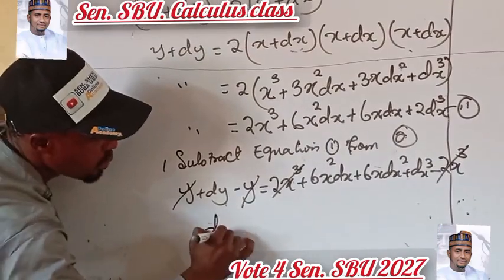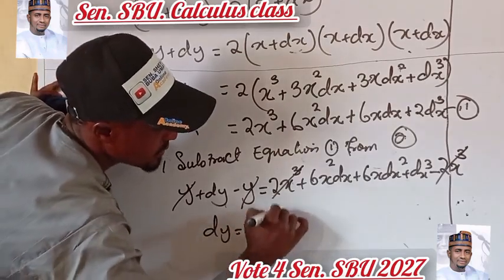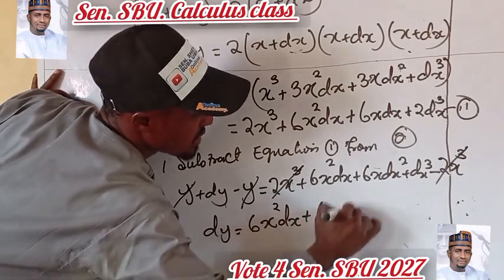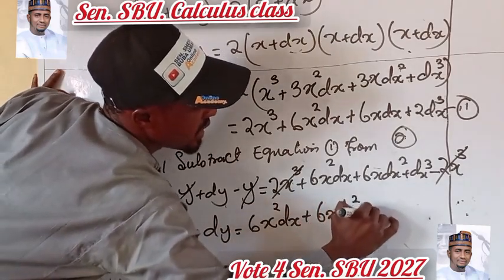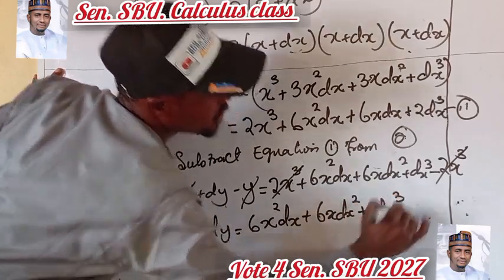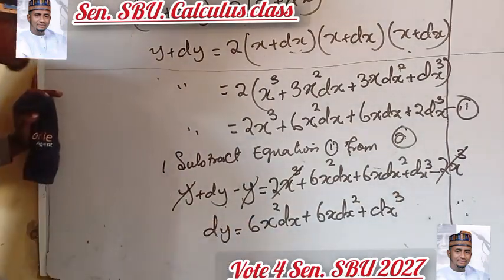Here we are left with δy equals 6x squared δx plus 6x δx squared plus 2δx cubed. You now divide everything by δx.